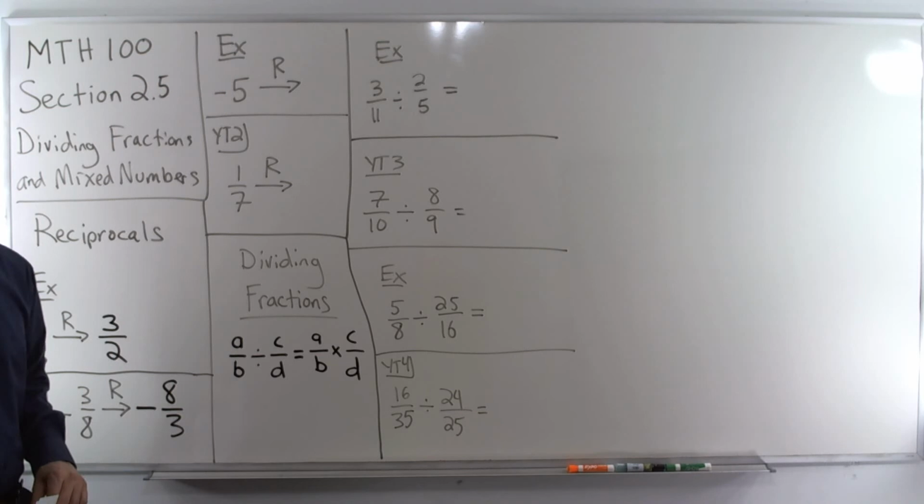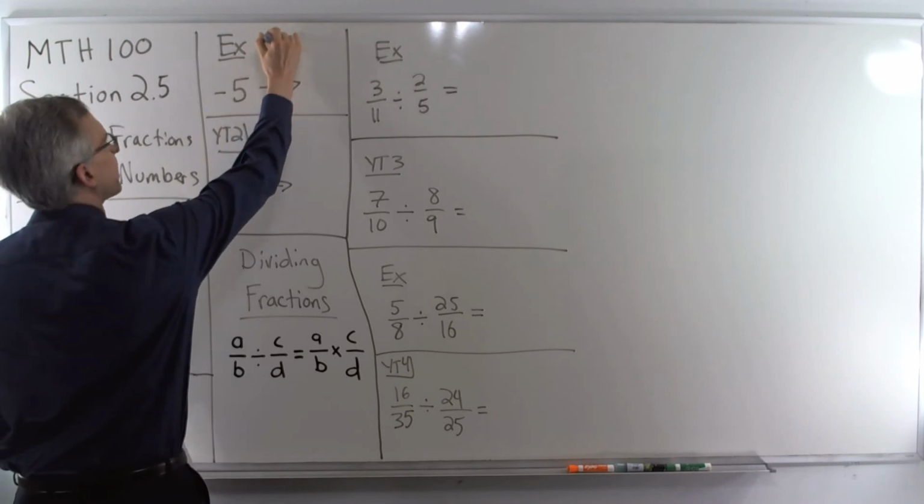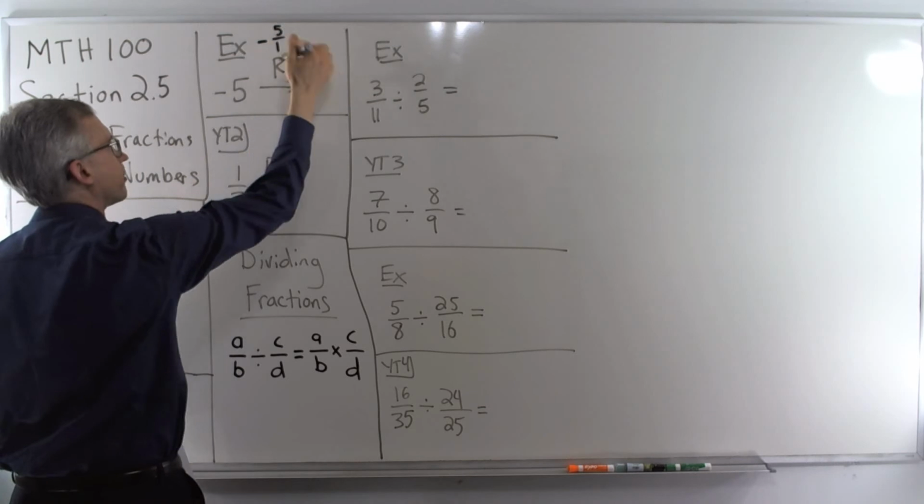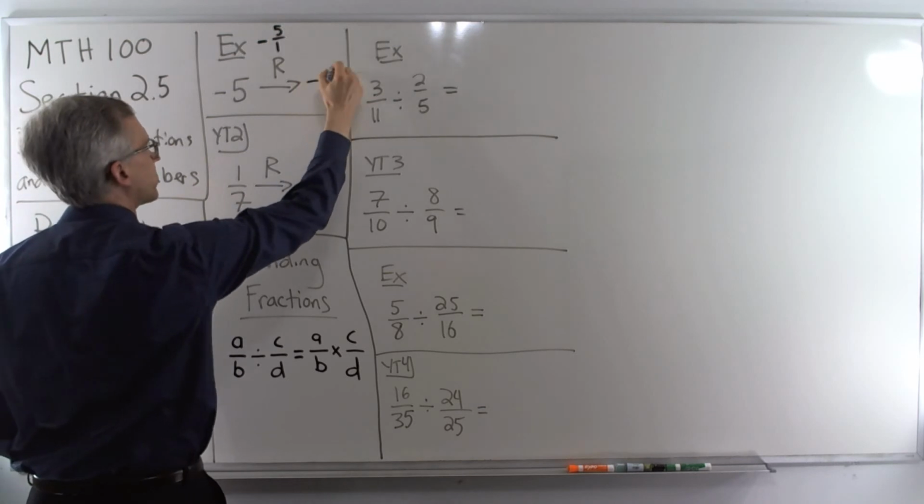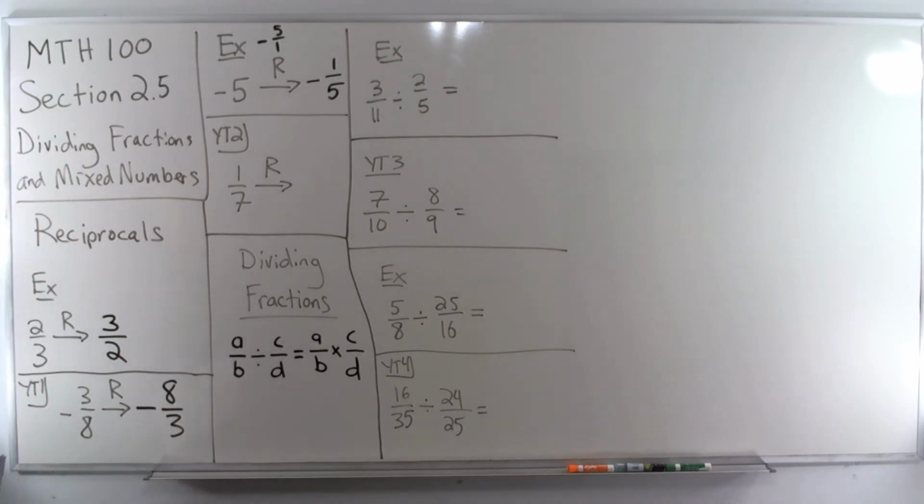We can also find reciprocals of whole numbers if we remember that they can be written as fractions. We can write -5 as -5/1. Now we have a fraction to flip over. That means the reciprocal keeps the sign, 1 goes on top, 5 goes on the bottom. -1/5. Your turn number two.